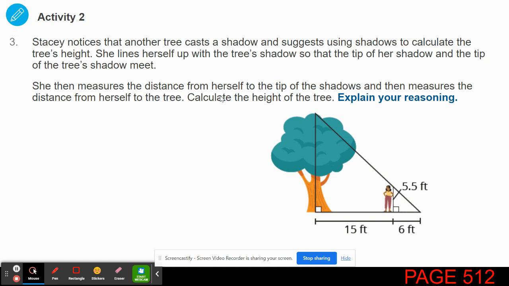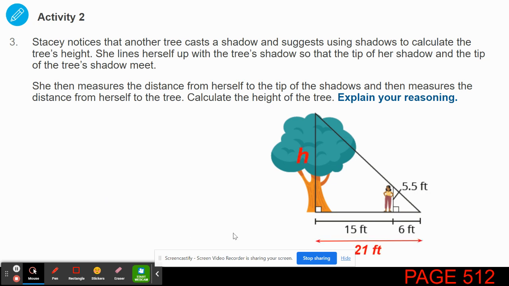Okay, another one, setting up the similar triangles a little differently here. Stacy notices that another tree casts a shadow and suggests using shadows to calculate the tree's height. She lines herself up with the tree's shadow so that the tip of her shadow and the tip of the tree's shadow meet. So we see here another way of setting up similar triangles. Again, similar by angle, because they both have a right angle here, and they both share this angle. So those are going to be congruent.